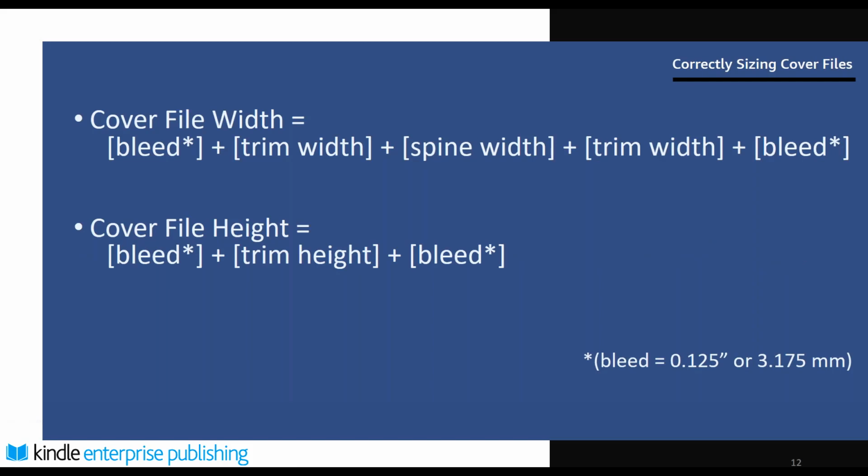Once we know the book's spine width, we can precisely determine the required dimensions for a book's cover file using these formulas for the width and height. The required width is made up of bleed, plus the trim width, plus the width of the book's spine, plus the trim width again, plus bleed again. It represents the width of the front cover area, the back cover area, the spine area, and the bleed. The required height is made up of bleed, plus the trim height, plus bleed again.